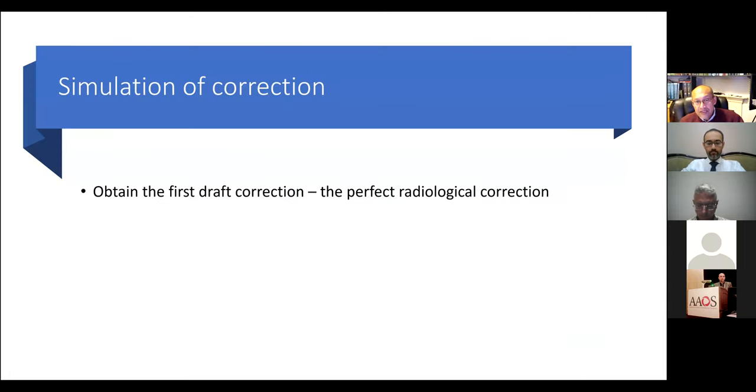So this is where simulation of correction can be taken one step further. First, perform the correction using the malalignment test, malorientation test, getting your CORAs, doing your bisectors, doing your osteotomies, following your rules of osteotomies, and getting your axis realigned. That is the perfect radiological correction. Then pause and ask yourself two questions.